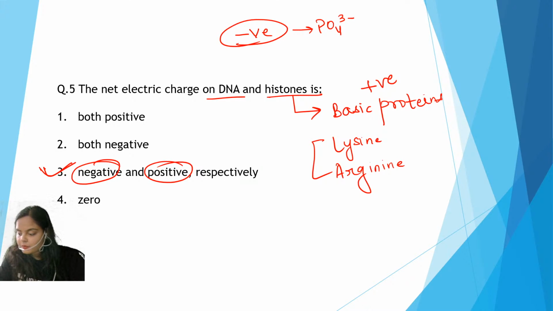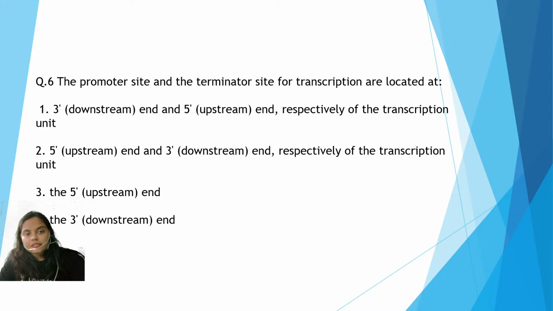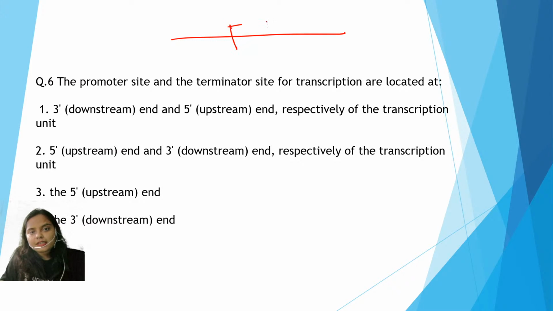Okay, very good. Next is, the promoter site and the terminator site for transcription are located at. You have to identify the promoter and the terminator site.